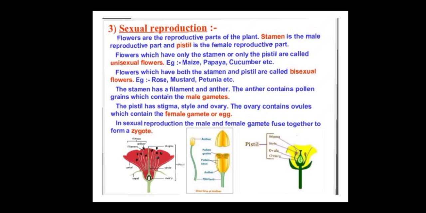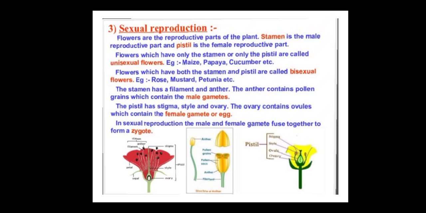Now, flowers which have only the stamen or only the pistil are called unisexual flowers. Examples are maize, papaya and cucumber. And the flowers which have both the stamen and the pistil are called bisexual flowers. Examples are rose, mustard, etc.